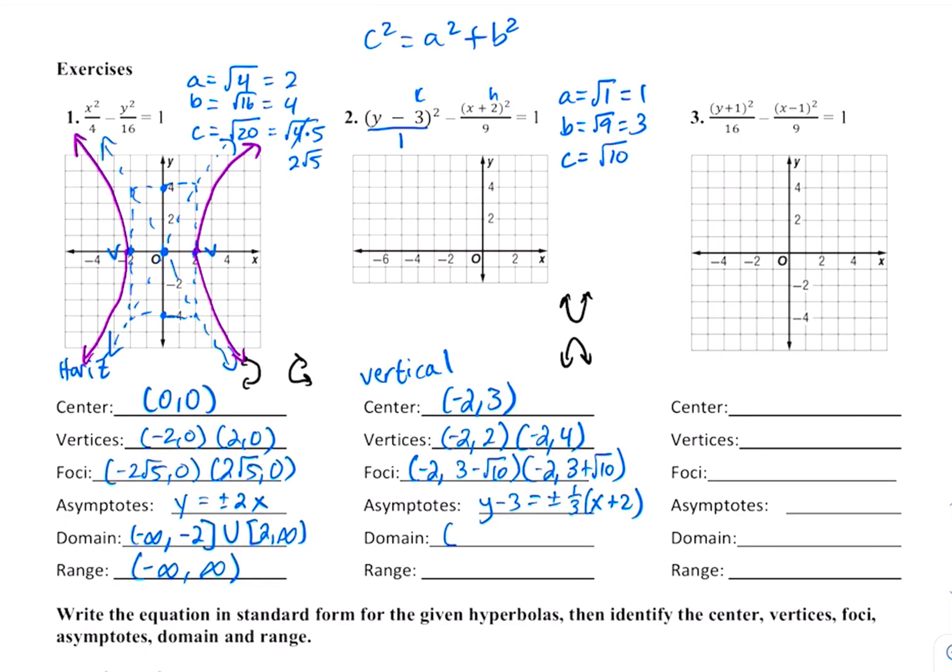Now because it's vertical, that means that our domain this time is -infinity to +infinity. And then our range will be in those two parts. So -infinity up to +2 for the vertex, or it is going from 4 to infinity, which I'm getting the 4 from the other y value of our vertex.